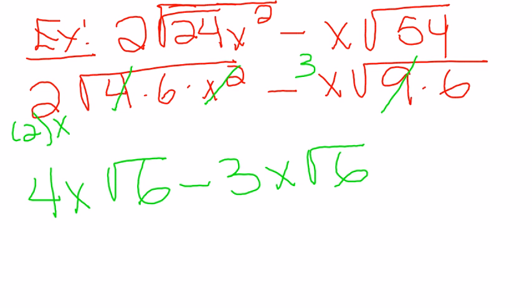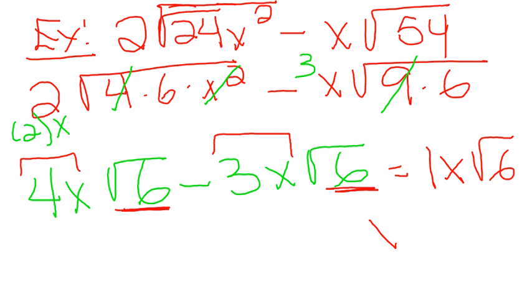Now, at first glance, they do have like radicals, right? But I want you to pay attention to the fact that the coefficient also needs to match. So I have 4x minus 3x, which is a good thing. They're like terms. So I'm actually going to have just a 1x, or an x square root of 6. So I could just write it just like this.